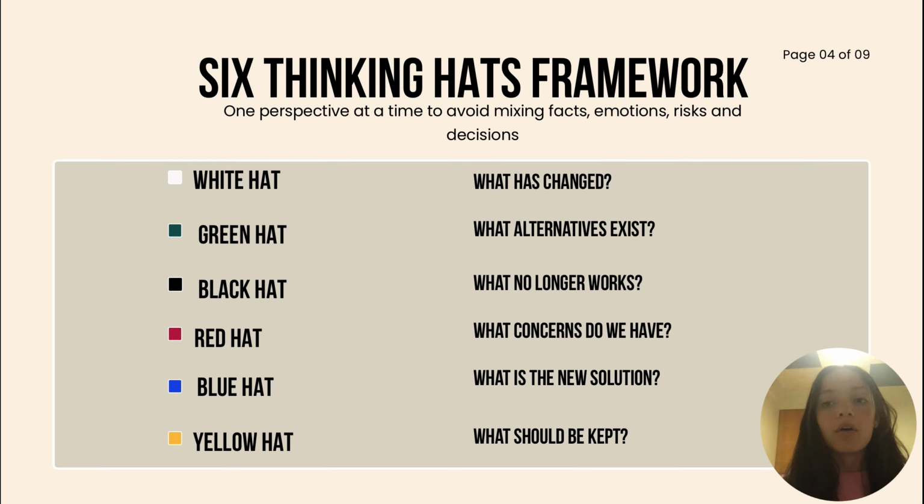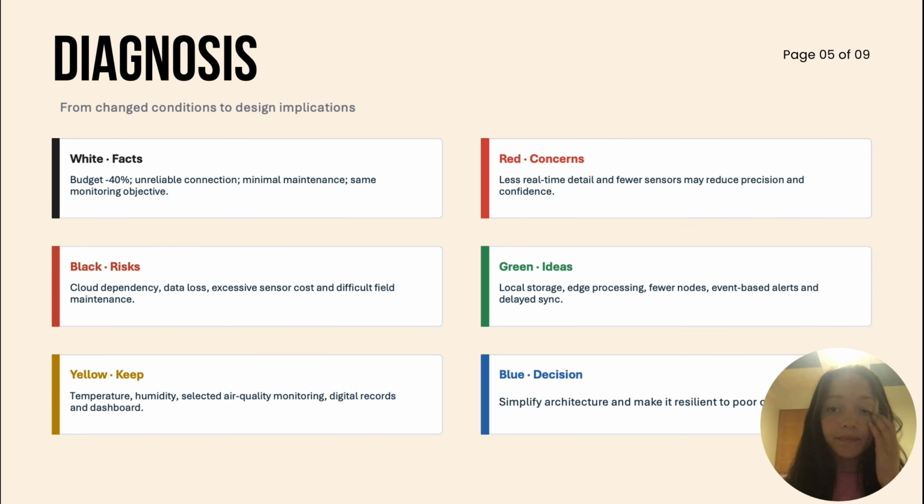The objective of monitoring environmental conditions remained the same, but the architecture had to be redesigned around resilience, lower cost, and lower complexity. To justify these adaptations, I used the 6 Thinking Hats framework. The method helps to analyze the problem from different perspectives, without mixing facts, emotion, risk, benefits, ideas, and final decisions.